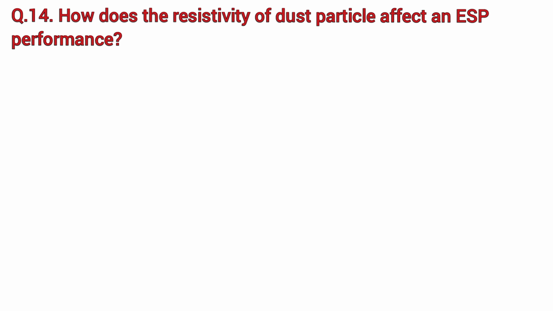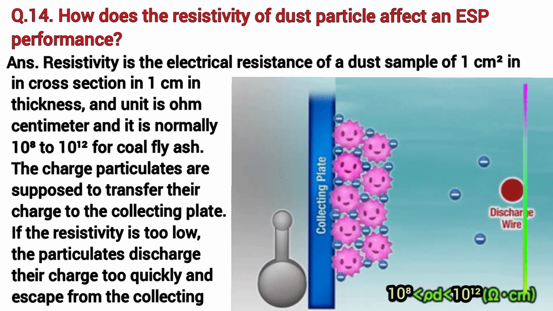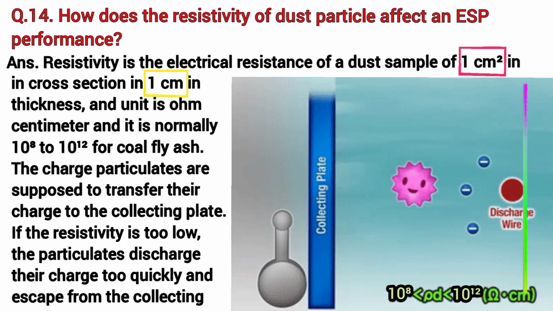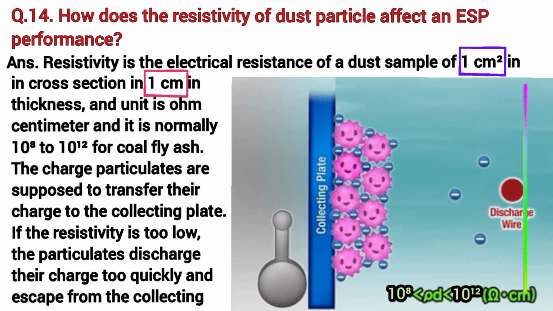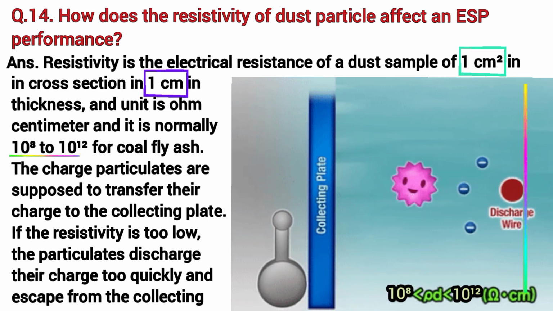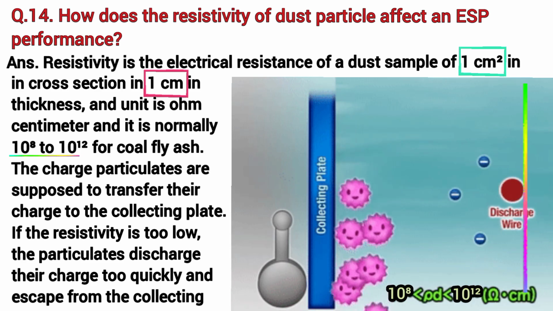How does the resistivity of dust particles affect an ESP's performance? Resistivity is the electrical resistance of a dust sample of 1 cm² in cross-section and 1 cm in thickness, and the unit is ohm-centimeter. It is normally 10^8 to 10^12 for coal fly ash. The charged particulates are supposed to transfer their charge to the collecting plate.